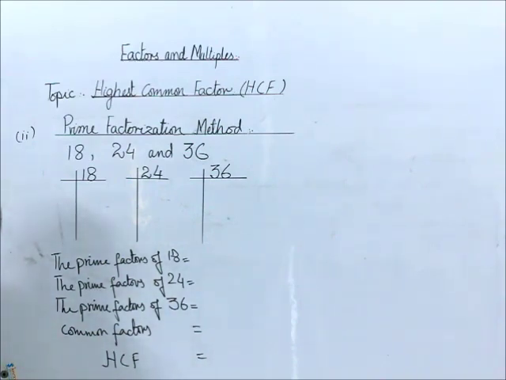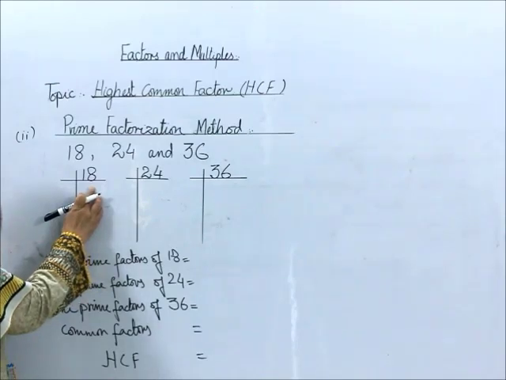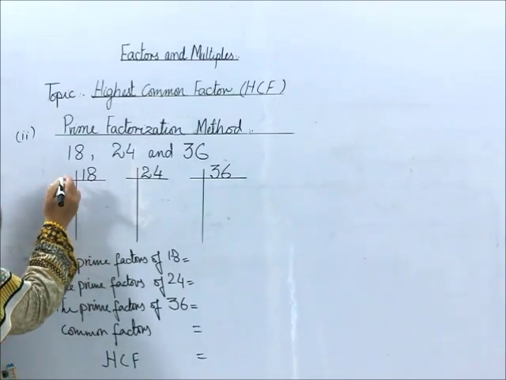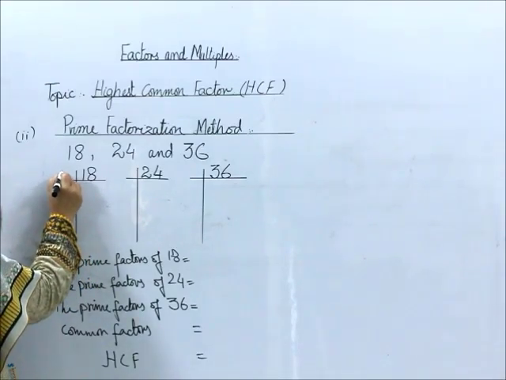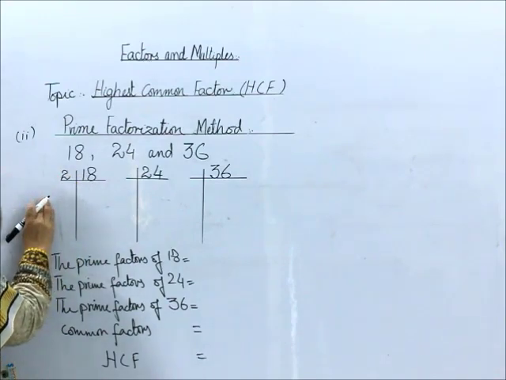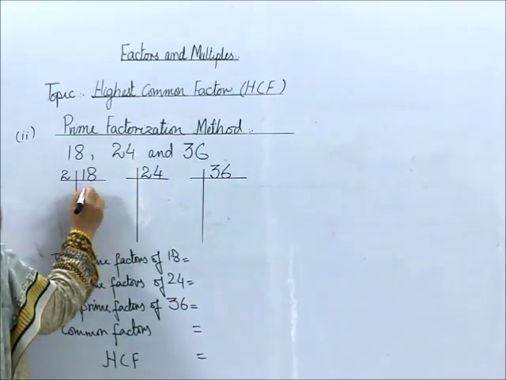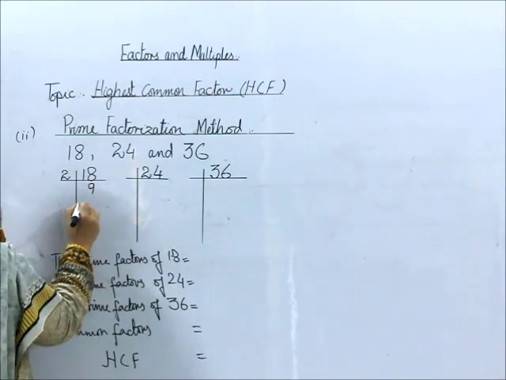So the rule for number 2 is that all the even numbers are divisible by 2. So 18 is also an even number. It is divisible by 2, and I am writing this 2. It is a divisor. It will divide 18. So 2 9s are 18.